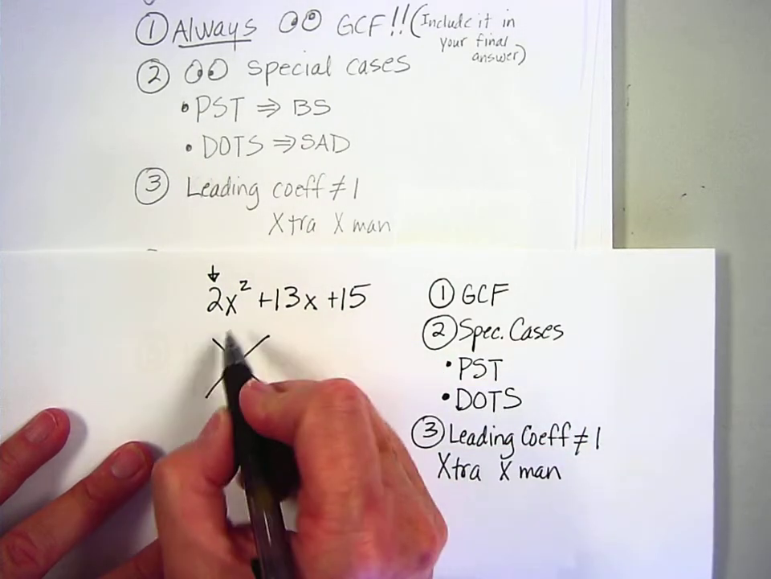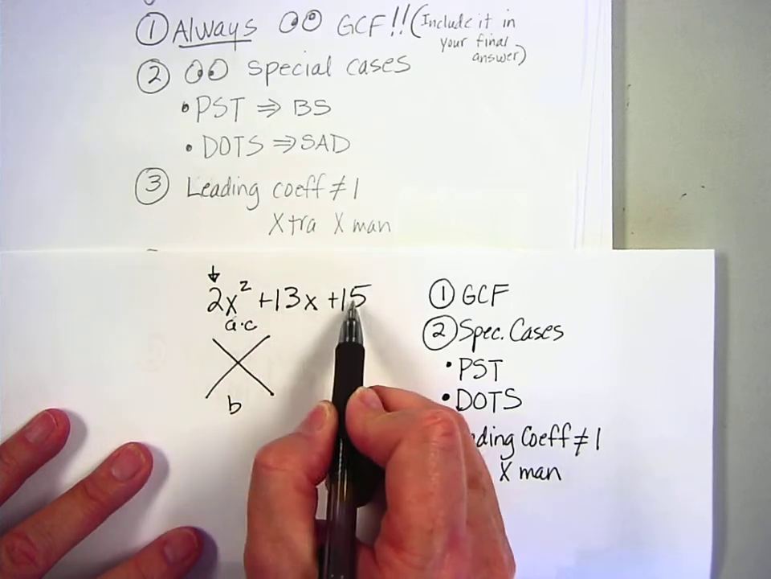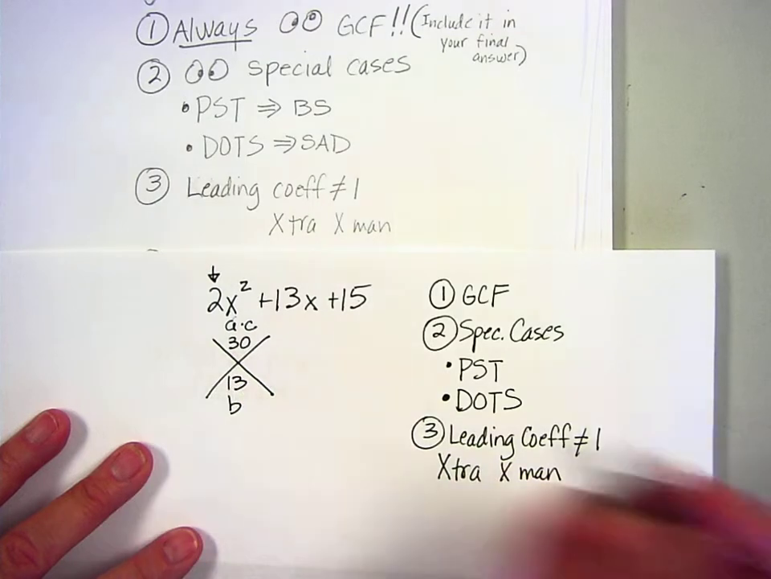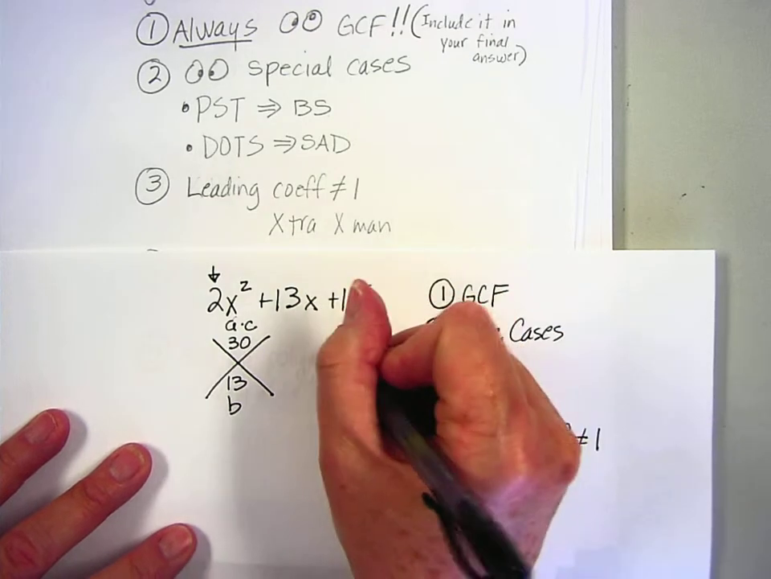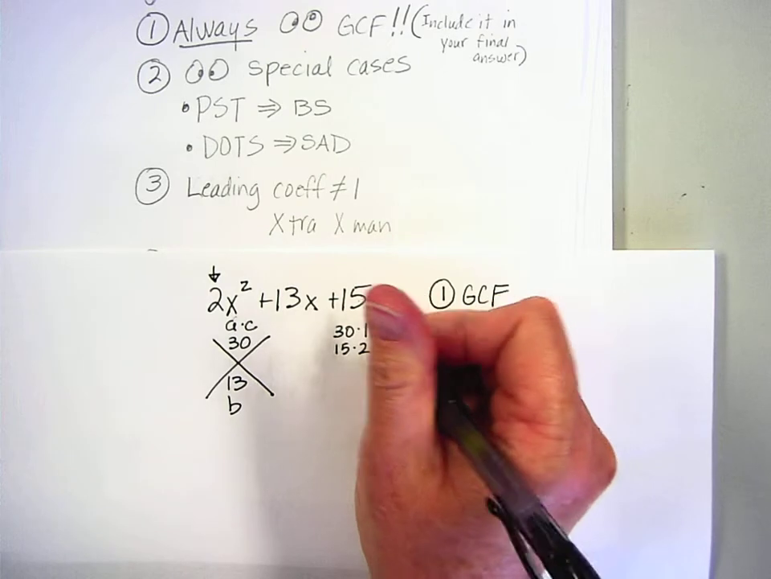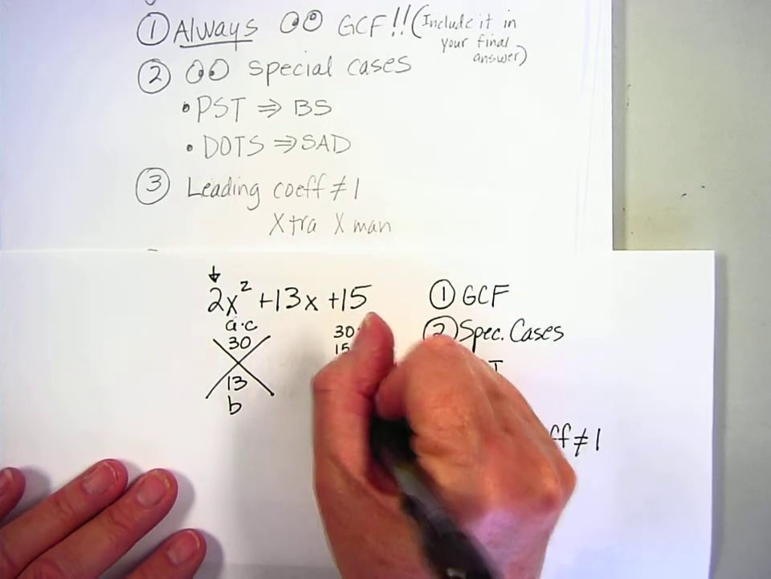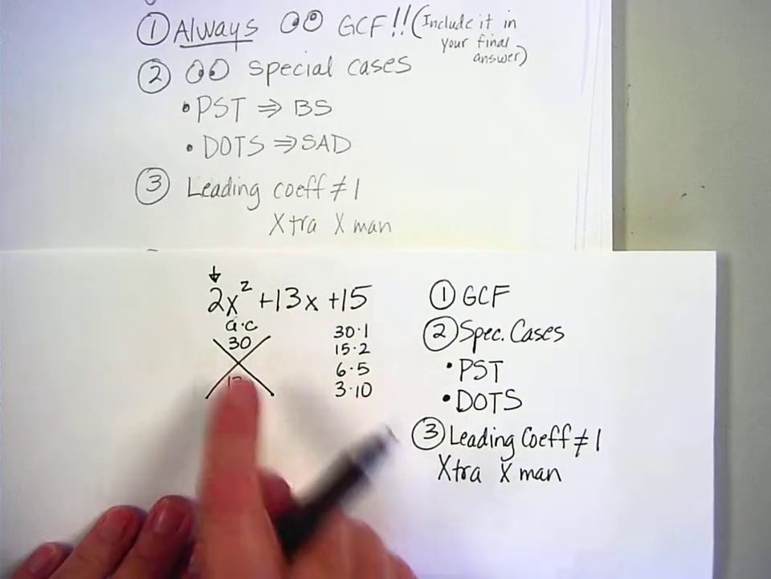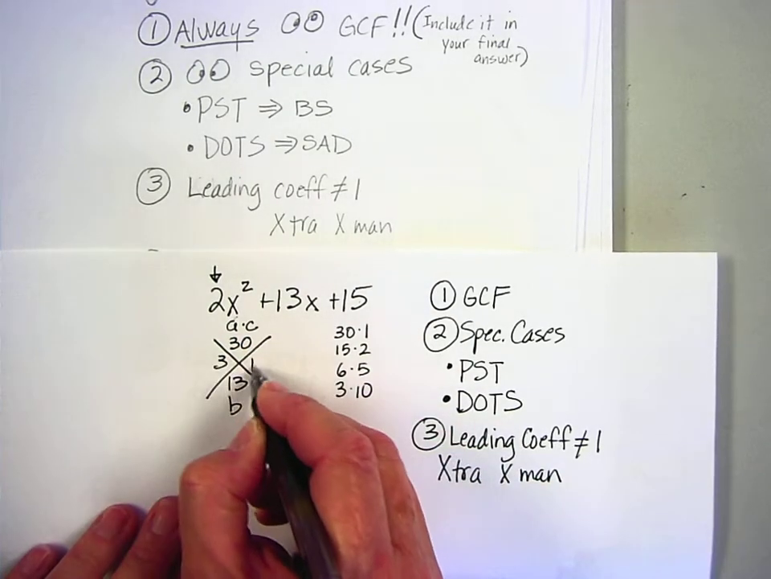You start out with normal x-man, a times c and b. A times c is 30. B is 13. So what two numbers multiplied together equal 30 and added equal 13? Well, let's see. 30 is 30 times 1. It's 15 times 2. It's 6 times 5. It's 3 times 10. Oh boy, I think I got something going on here. 3 times 10 is 30. 3 plus 10 is 13. I think 3 and 10 are my two numbers.